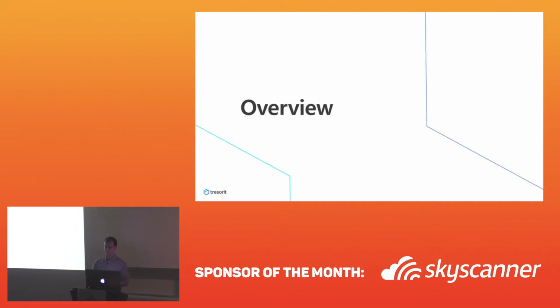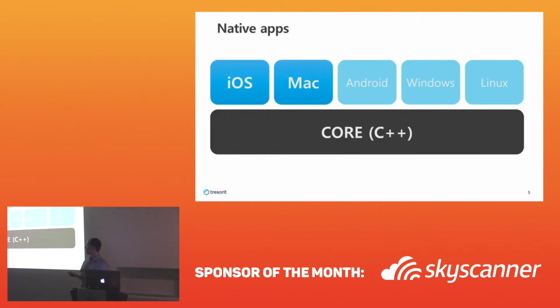So when you are developing for both iOS and Mac, you want to share as much code as possible to save time and to save development effort. And at Treasury, we are developing apps for all major platforms. We are developing native apps. We have a huge shared code base, the core, that is written in C++. And today I'm not going to tell you to write C++.